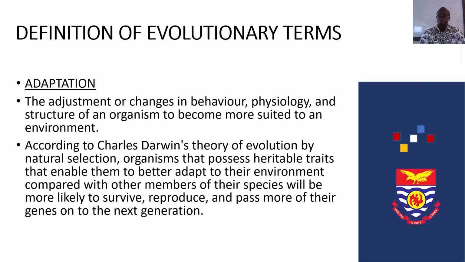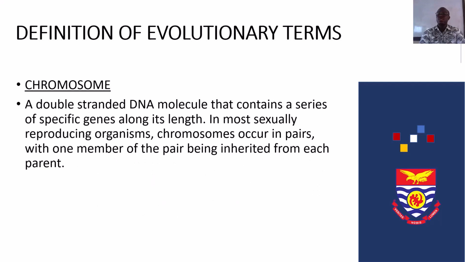Adaptation: the adjustment of or changes in behavior, physiology, and structure of an organism to become more suited to an environment. According to Charles Darwin's theory of evolution by natural selection, organisms that possess heritable traits that enable them to better adapt to their environment compared with other members of their species will be more likely to survive, reproduce, and pass more of their genes on to the next generation.